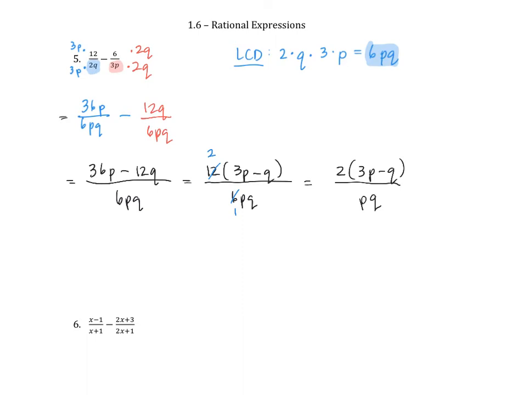We cannot cross out the q's because the top q is attached to the other part by a minus. So this is as far as we can go.